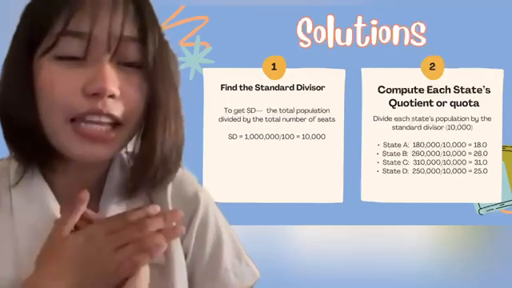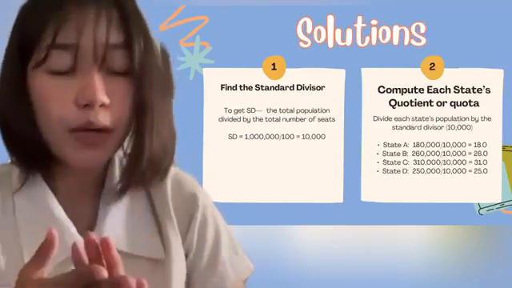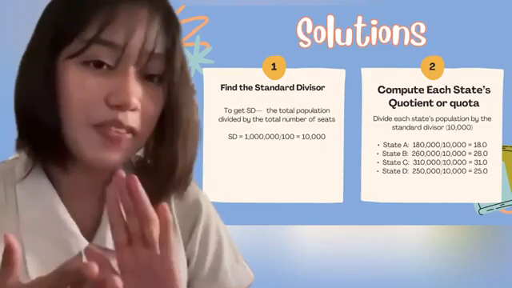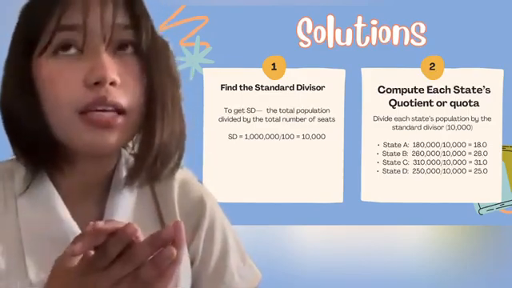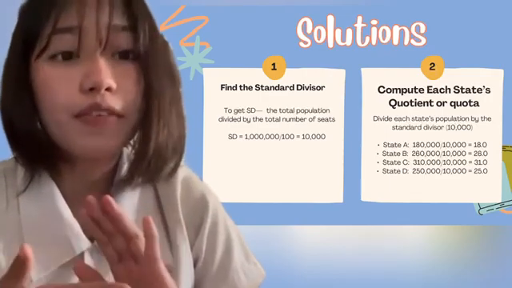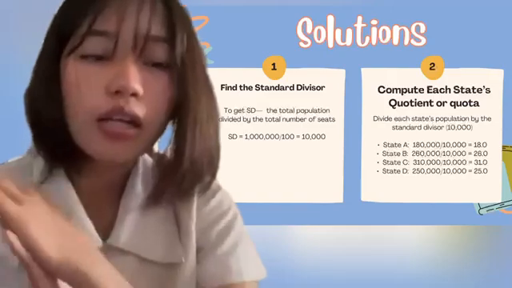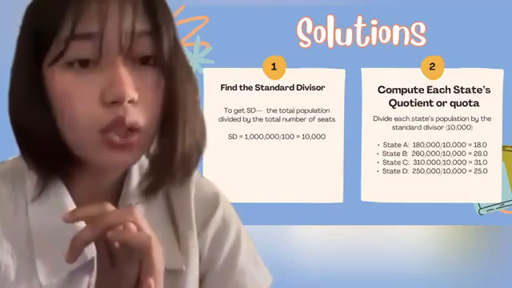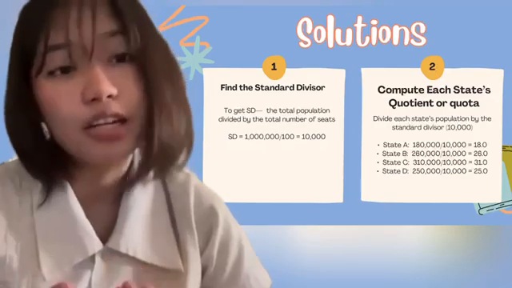We need to find our standard divisor. To get our standard divisor, we need the total population divided by the total number of seats. In our case, the total population is 1 million and the total number of seats is 100. So 1 million divided by 100 is equal to 10,000. So that's our standard divisor.